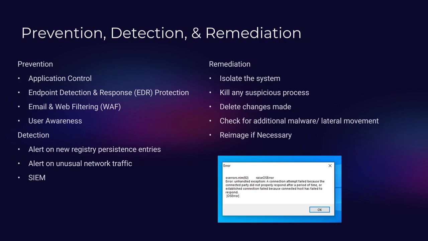You also want to implement email and web filtering to block malicious domains or downloads, and conduct user awareness training, especially around social engineering and phishing. For detection, we should alert on new registry key entries under auto-run locations, monitor unusual outbound HTTP or DNS traffic, especially from non-browser processes, use a SIEM or behavior analytics to correlate events that may indicate lateral movement or beaconing, as well as report any suspicious activity.